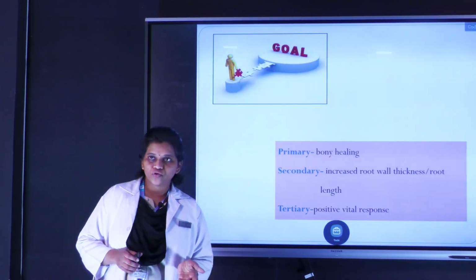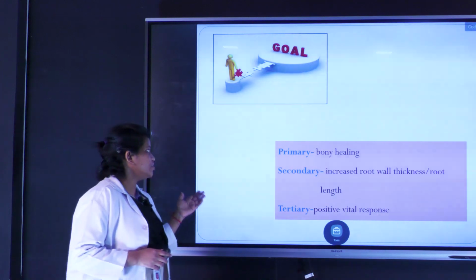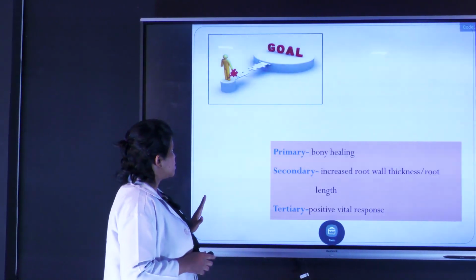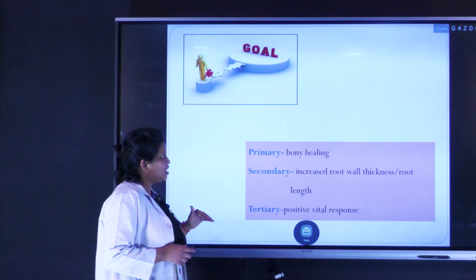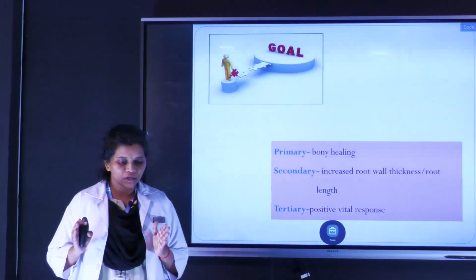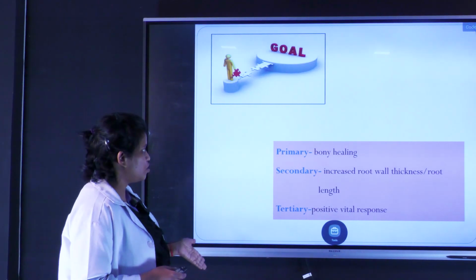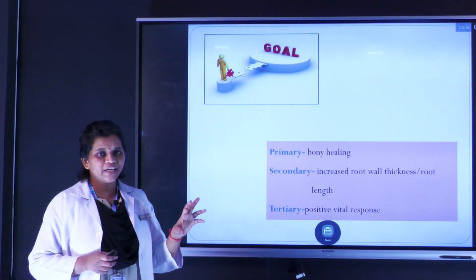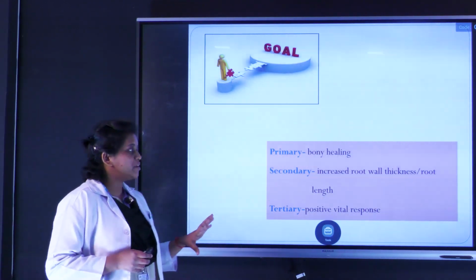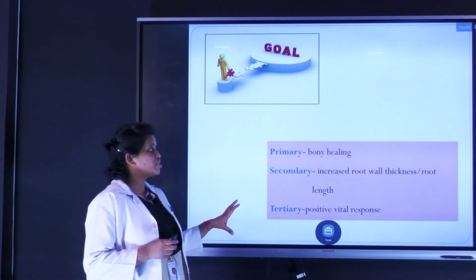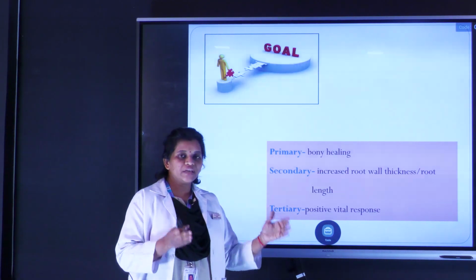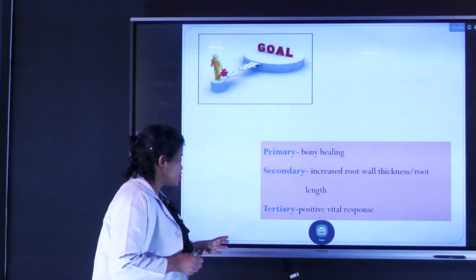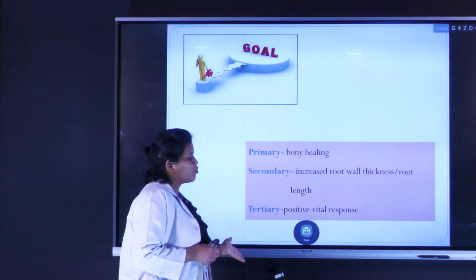Now what are the objectives of regenerative endodontics? The primary aim of regeneration is bony healing. What we expect is bony healing primarily. Secondarily, we expect the root dentine thickness also to increase. In the apexification procedure, only the apex closes, or we seal the apex with some MTA, and you can see some bridge forming there. But here, the goal of the regeneration would be an actual increase in the thickness of the root dentine, with the formation of dentin-like substrate, and the tertiary one would be a positive vital response.